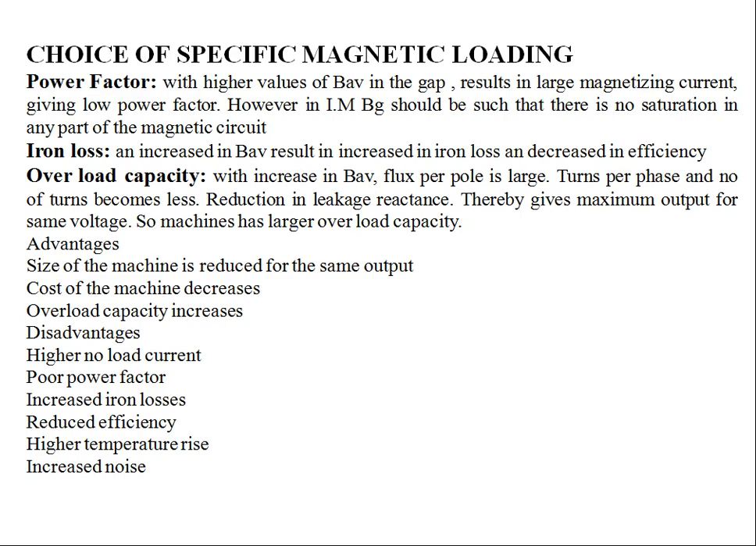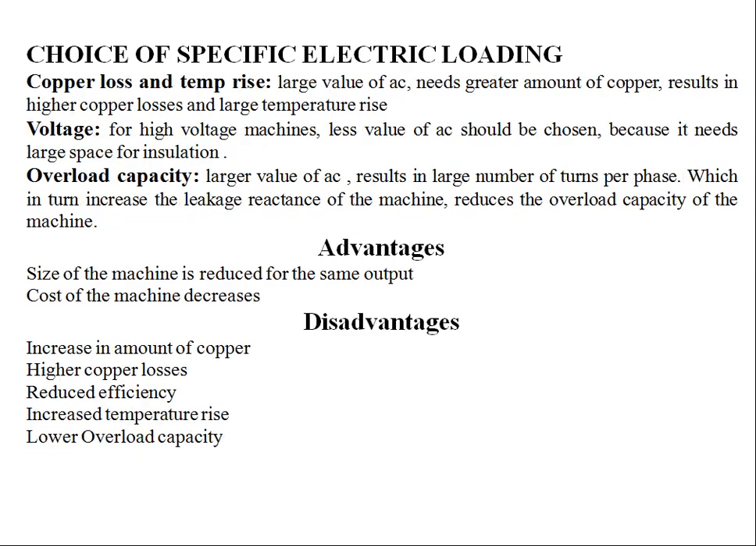So advantages of having high specific magnetic loading: size of the machine is reduced, the cost of the machine decreases, overload capacity increases. Whereas the disadvantages of high specific magnetic loading are higher no load current, poor power factor, increased iron losses. So that we have seen. Reduced efficiency due to increased losses, then higher temperature rises, and then the increased noise. So these are the disadvantages of having high specific magnetic loading.